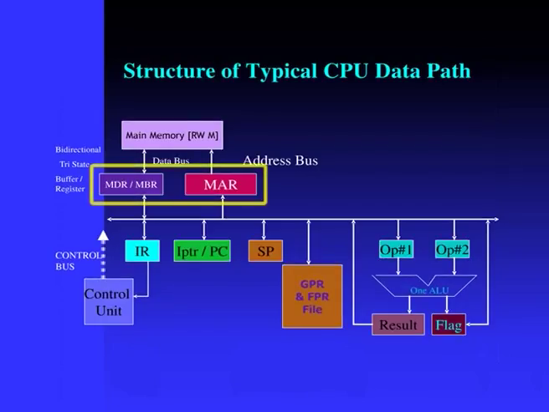Next, the two registers MAR and MDR, the memory address register and memory data register, facilitate the communication with the main memory and connect to the bus interface unit. The MAR holds the address of the memory location from where the read or write operation is to be performed. The MDR contains the data to be written to the main memory or to be read from the main memory.